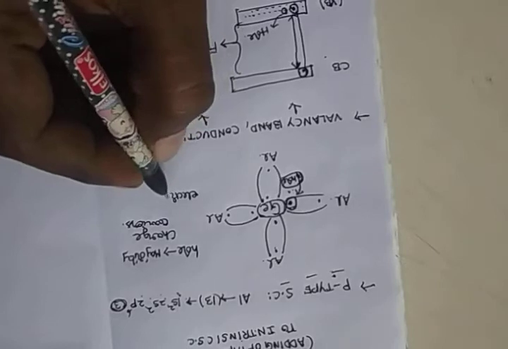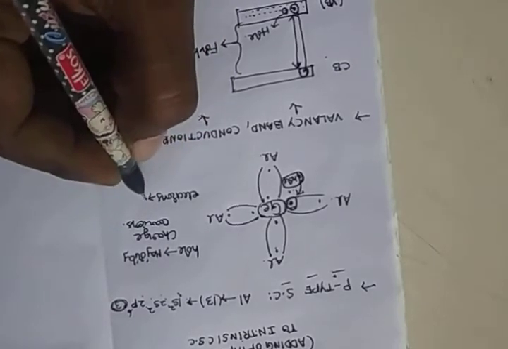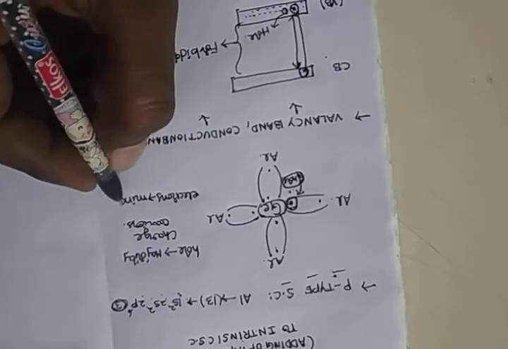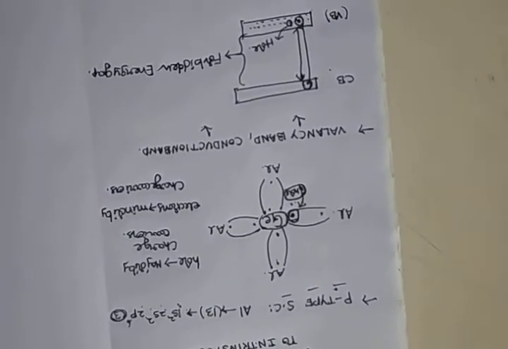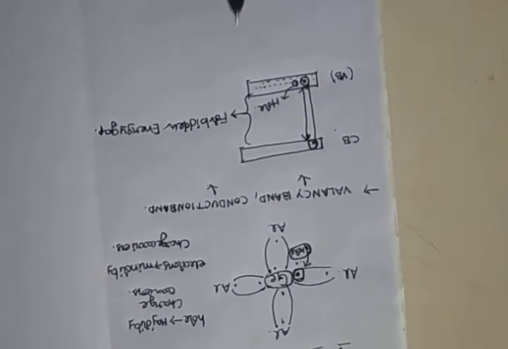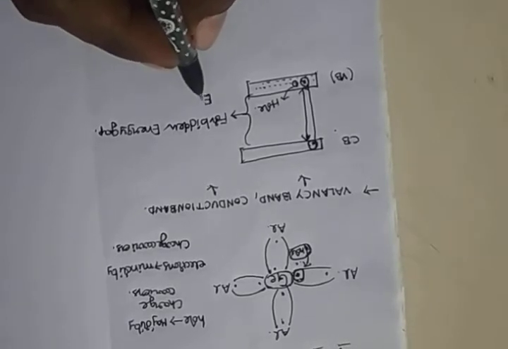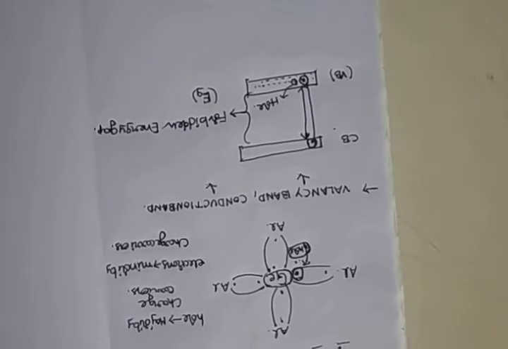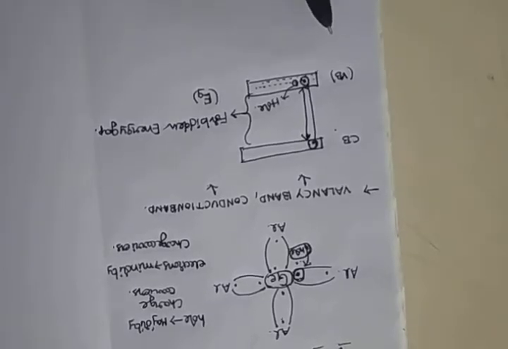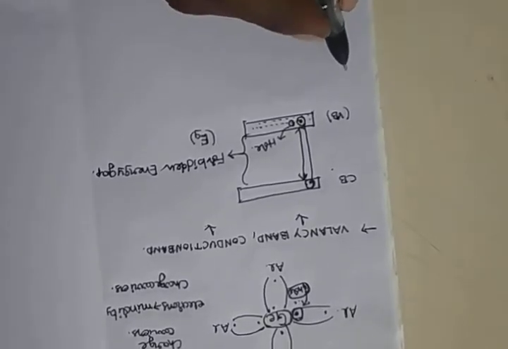And the electrons are said to be minority charge carriers. Minority charge carriers. Okay. So this forbidden energy gap is represented by Eg.